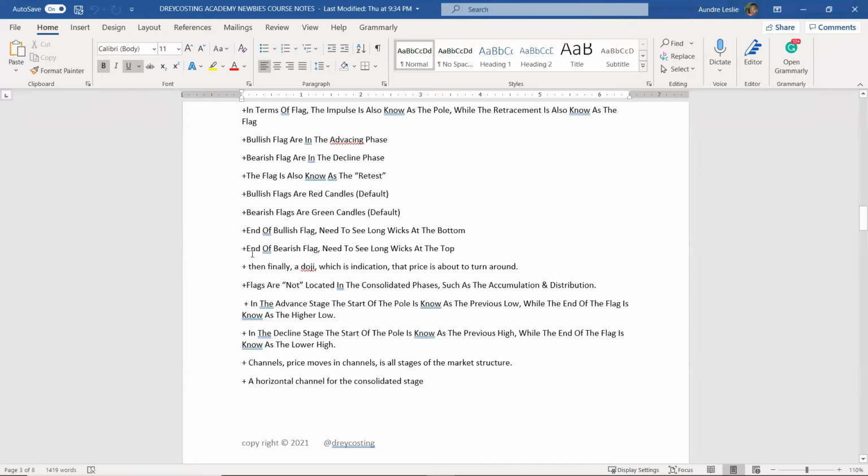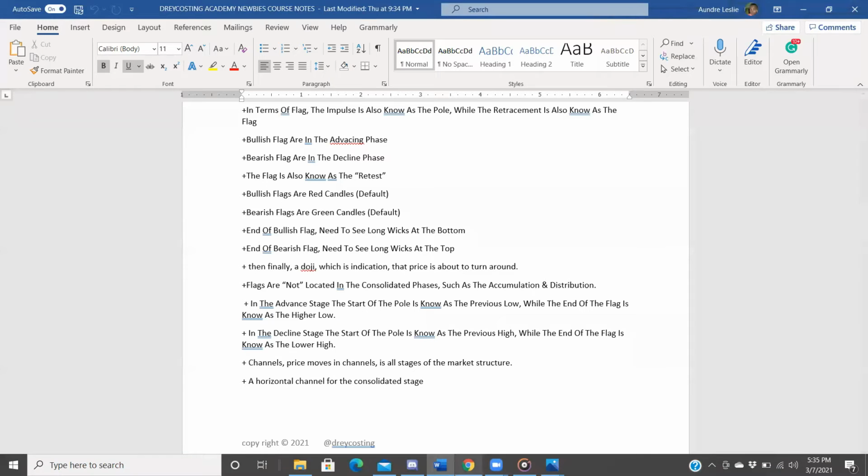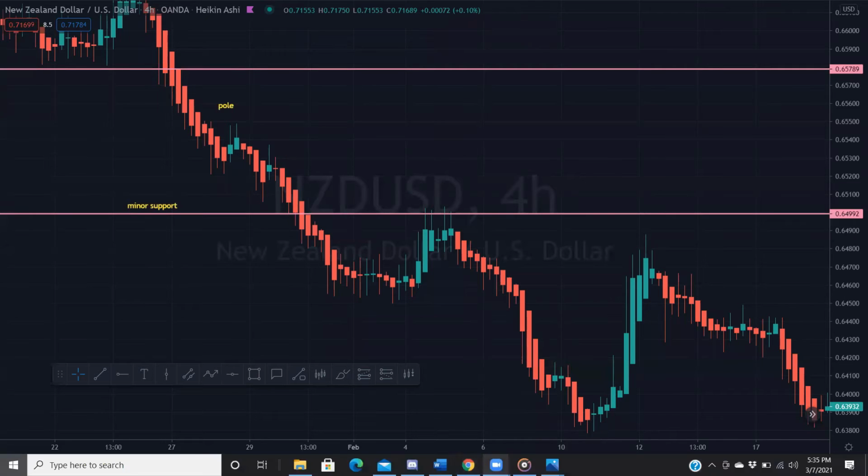Right? So for the end of the bearish flag, you need to see long wicks at the top. For the bullish flag, we want to see long wicks at the bottom showing buying pressure. But for the bearish flag, we want to see long wicks at the top showing selling pressure. Does that make sense? So let me go back through here.